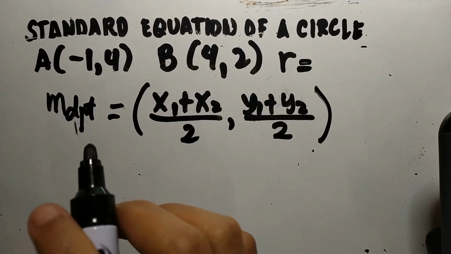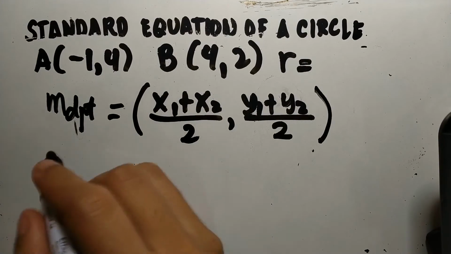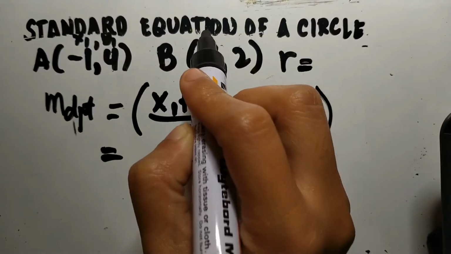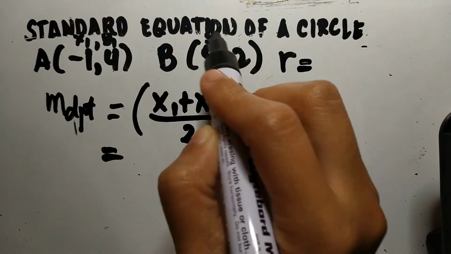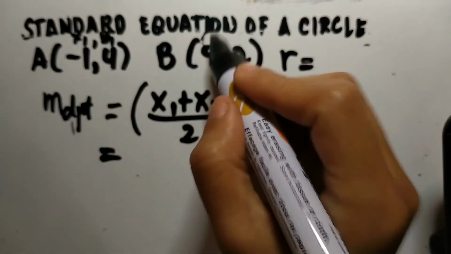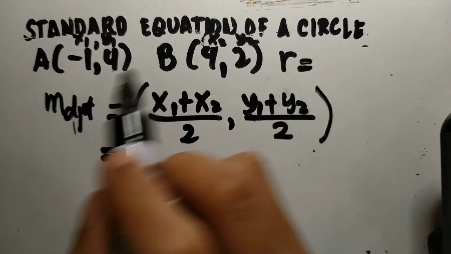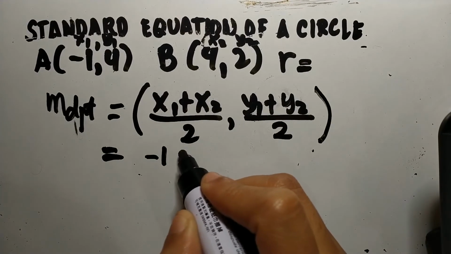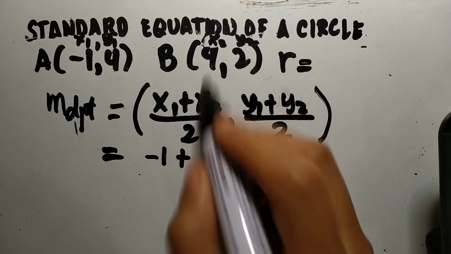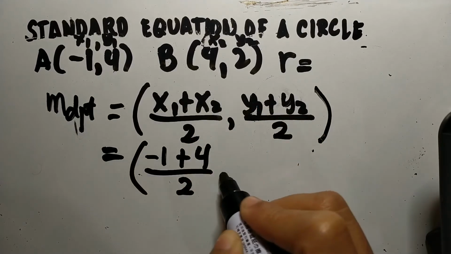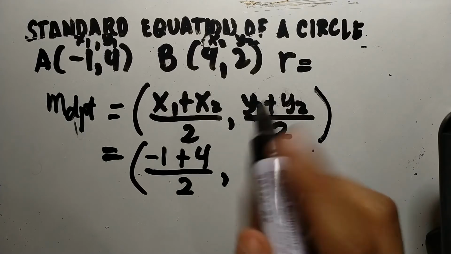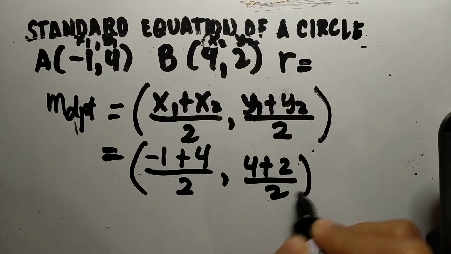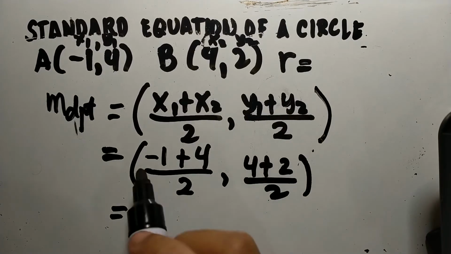So, mangyayari, ang midpoint, makukuha nyo yung center na coordinates. Simply, this is x sub 1, this is y sub 1, x sub 2, y sub 2. Yan. Substitute natin. X sub 1 is negative 1 plus x sub 2 is 4 divided by 2. Y sub 1 is 4 plus y sub 2 is 2 divided by 2. Yan. So, paikliin natin na kasi wala na space.